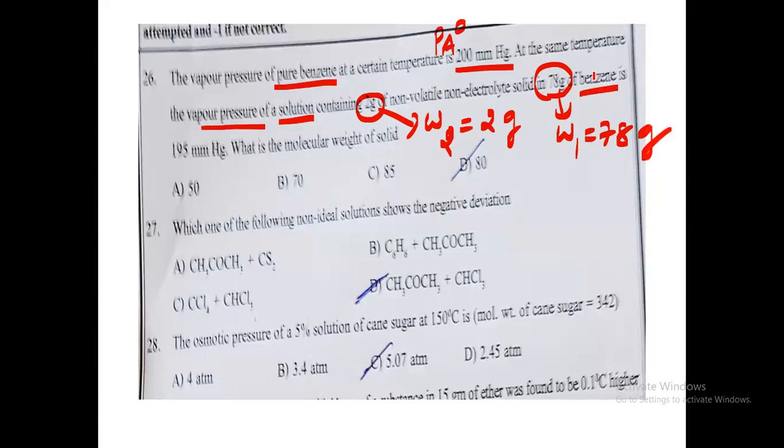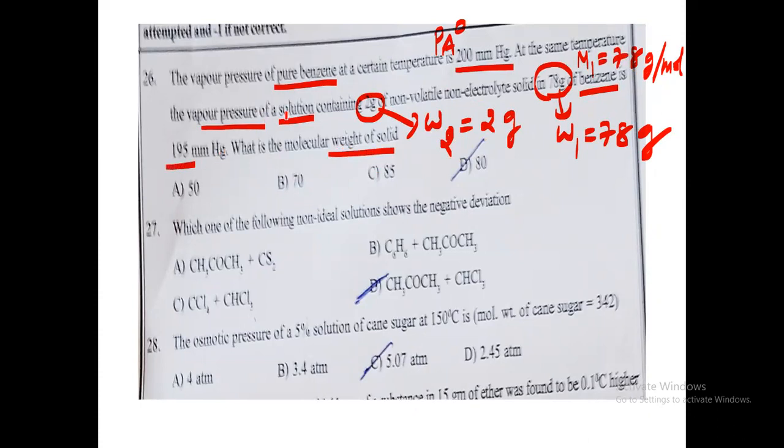And benzene is the solvent. For the solvent, M1 is 78, the gram molecular weight of benzene, 78 grams per mole, because the formula is C6H6. Now what do we have to calculate? We are asked to calculate the molecular weight of the solute. And what is given? This 195 is what?